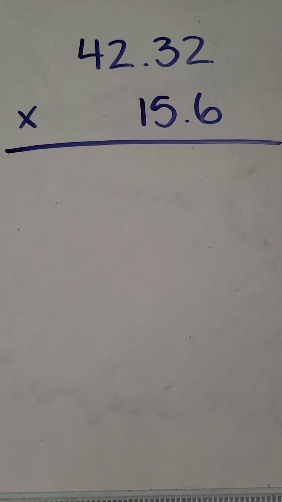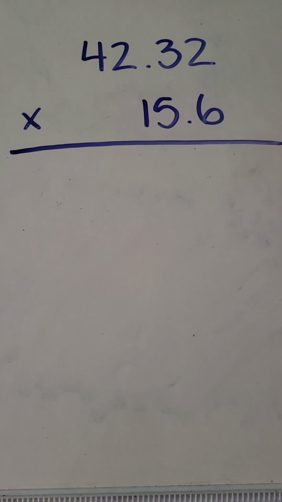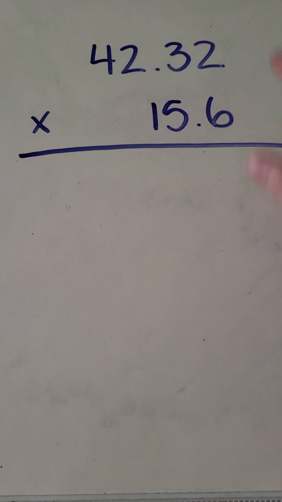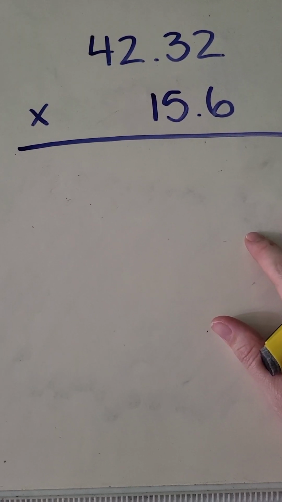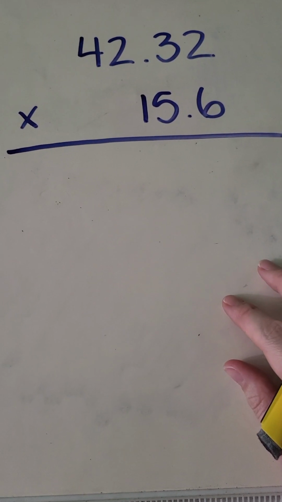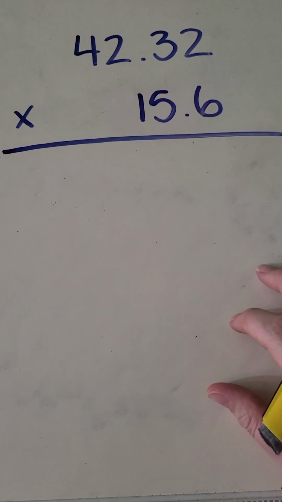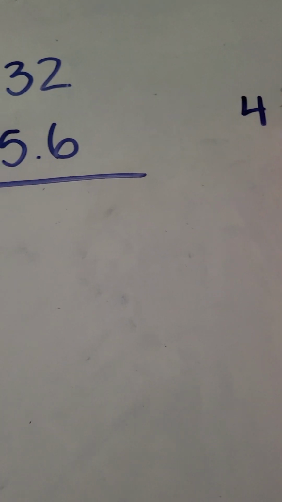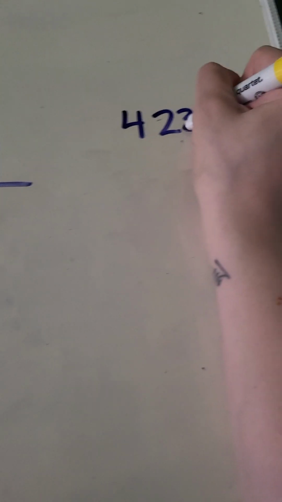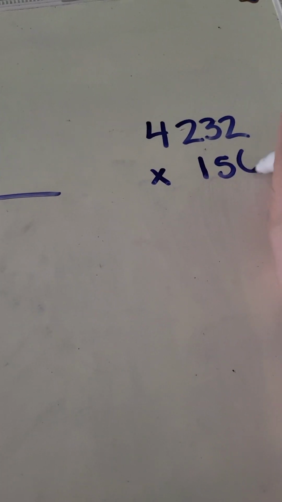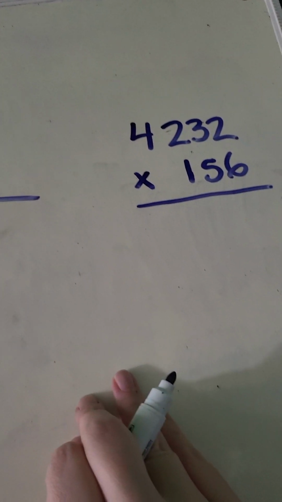So here we go. We're going to multiply 42 and 32 hundredths times 15 and 6 tenths. So our strategy is the same as always. Now, it's up to me. I could leave the decimals in there and proceed with my multiplication, but I find that a little complicated sometimes, especially when I'm dealing with two numbers with decimals. So I could rewrite it. I could write 4,232 times 156, and solve it like that.